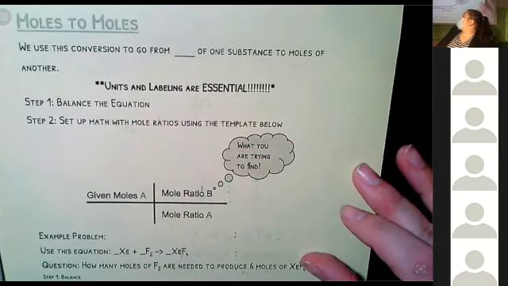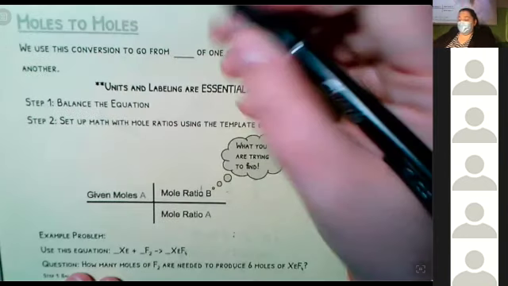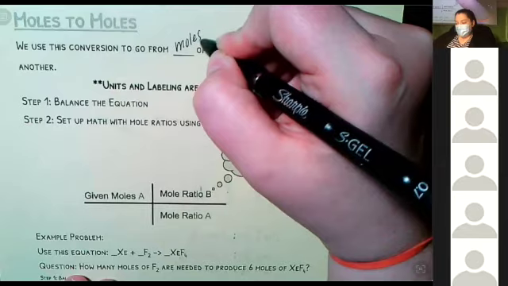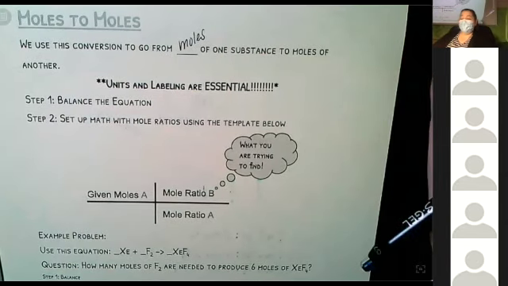So moles to moles, we use this conversion to go from moles of one substance to moles of another, a completely different substance.